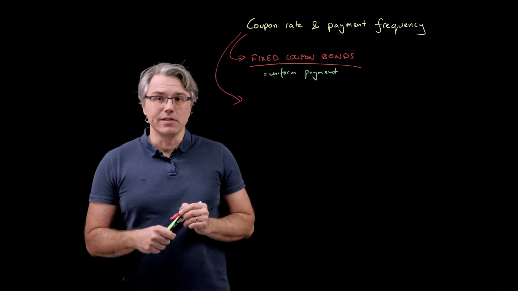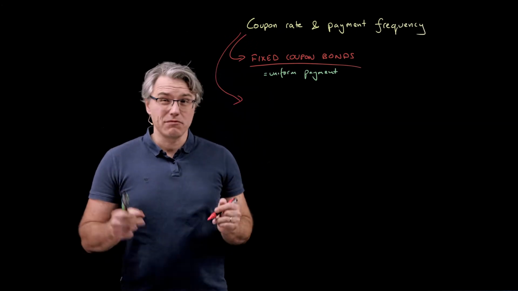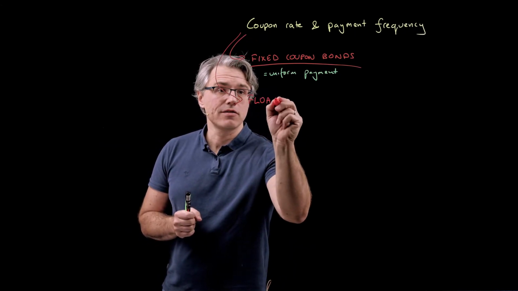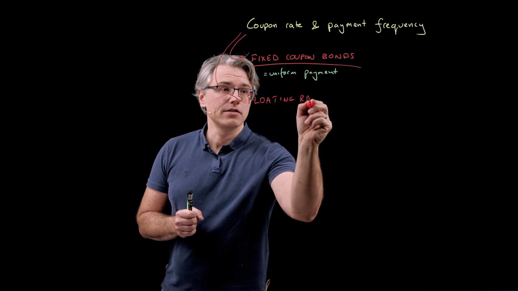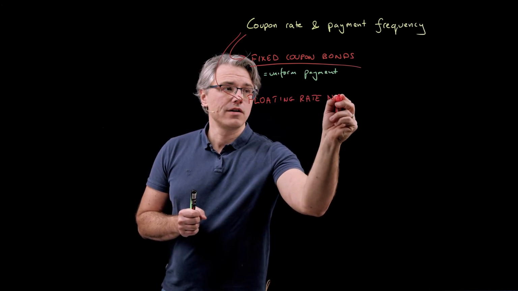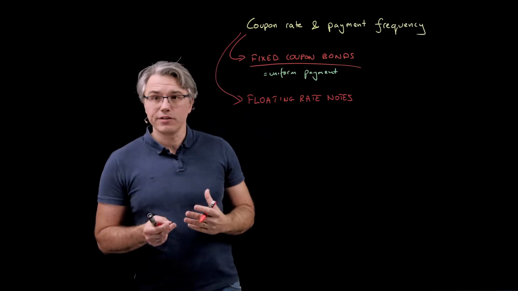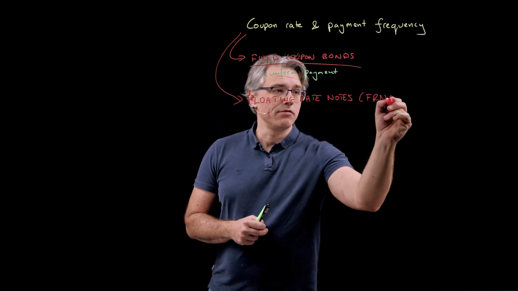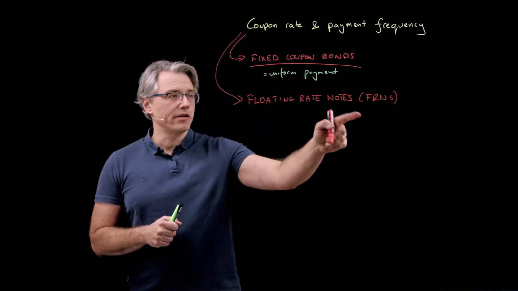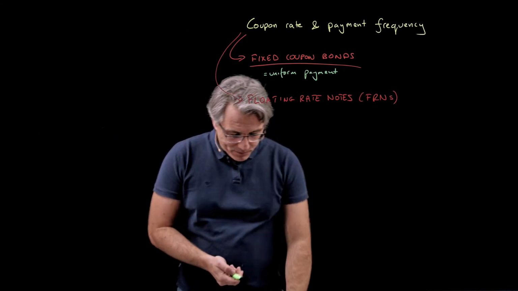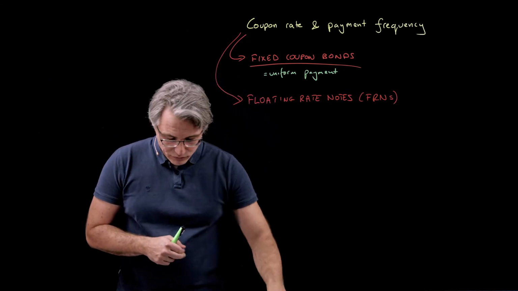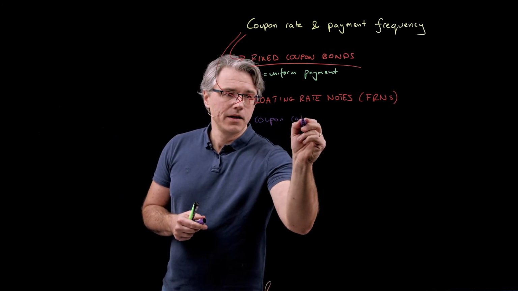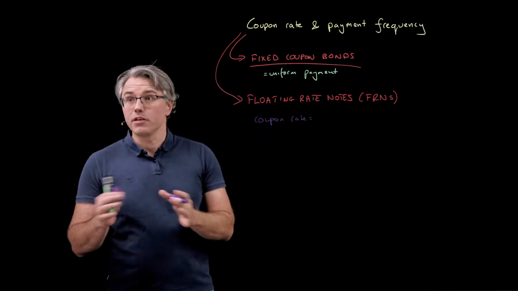Now, the second type is going to be floating coupon bonds, which we often refer to, and this is how your curriculum calls them, floating rate notes, which basically means bonds that have a floating coupon or a variable coupon. This is often associated with the abbreviation FRN, floating rate notes, or FRNs. Now, in this case, the coupon rate is going to be provided or expressed as a formula, seeing as it varies from period to period.